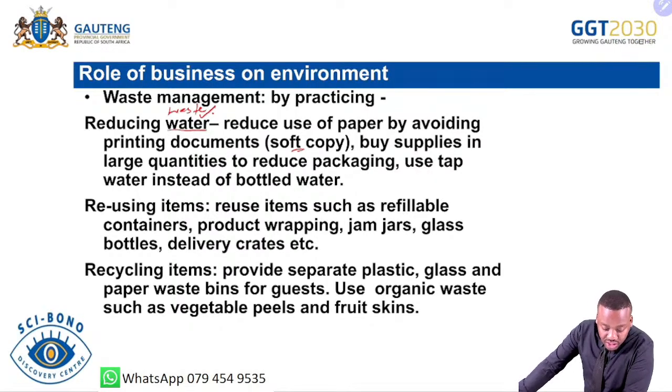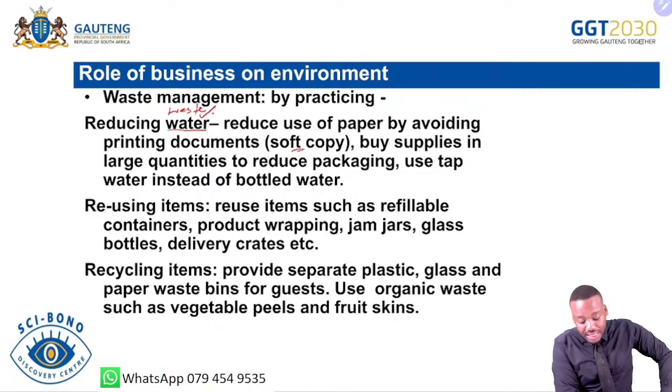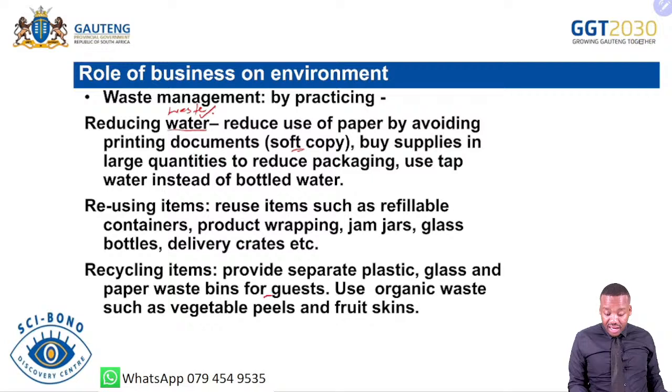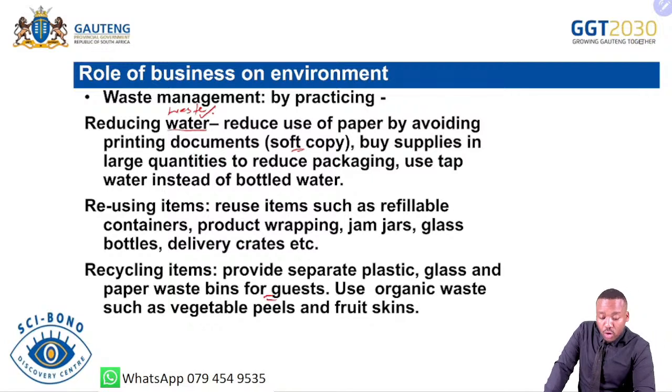The second R, which is reusing items, we are saying reuse items such as refillable containers, product wrapping, jam jars, glass bottles, delivery crates, and so on for a big tourism business. So that's how you can practice the second R, which is what? Reuse items. Right? Recycling items. Provide separate plastic, glass, and paper waste bins for your guests. Unless they have these recycling stations, then they will litter all over. So as a tourism business, you need to make sure that you practice what? The 3 R's.